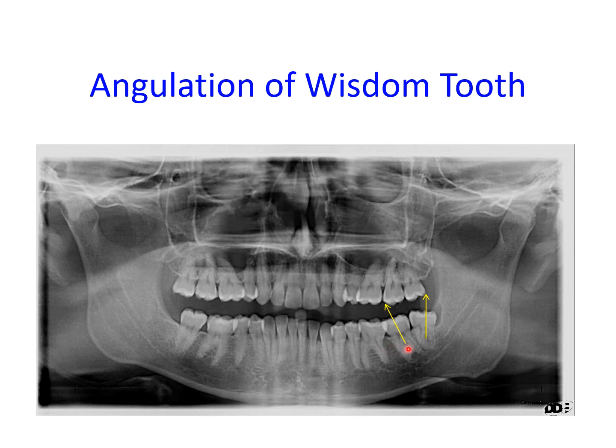Similarly, with mesioangular impacted wisdom teeth, the width of the interdental septum distal to the 7 would be greater compared to the width of the interdental septum mesial to the 7.